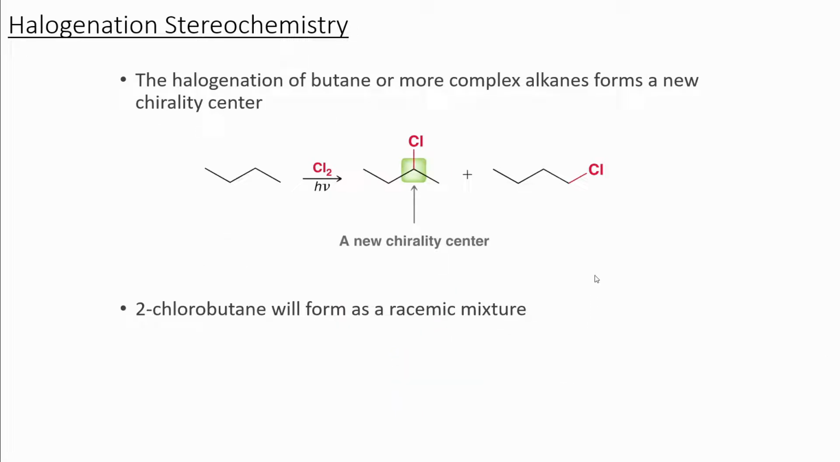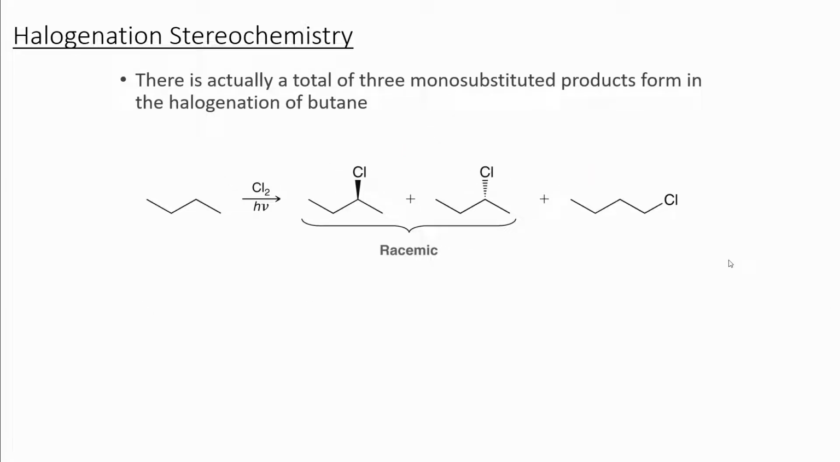If halogenation at the position in question will form a new chiral center, then the product will be formed as a mixture of stereoisomers. This means that the halogenation of butane will form three different products. It'll form a racemic mixture of the chlorination at the secondary position and the chlorination at the primary position.